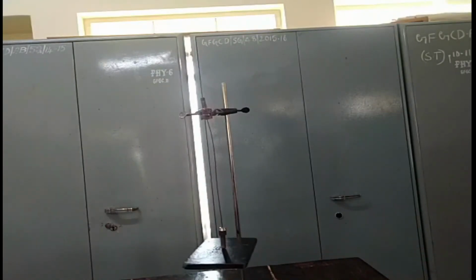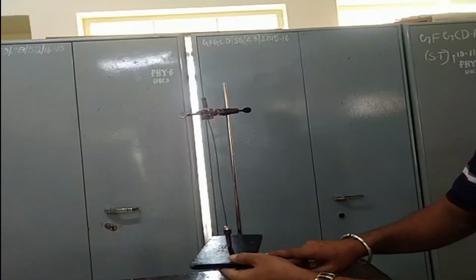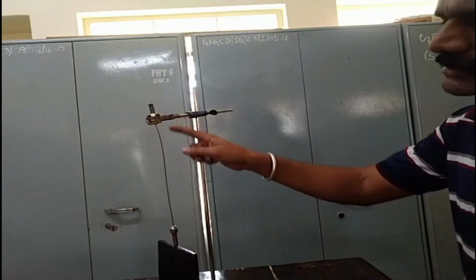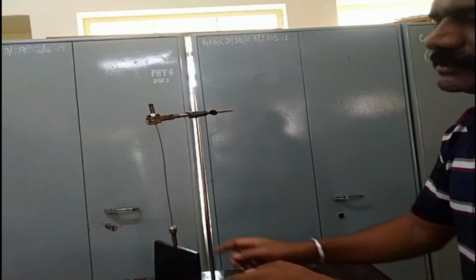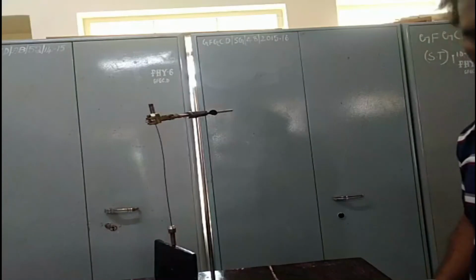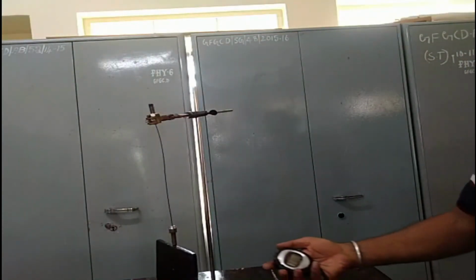Okay. So you have to remove the rectangular body and fix it perpendicular to the line, meaning this side. Now look at this arrangement, in which the axis of rotation is perpendicular to the length of the rectangular plate. Again find out the time taken for 10 oscillations in this case also.